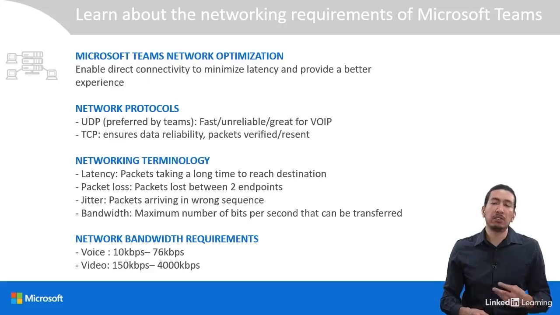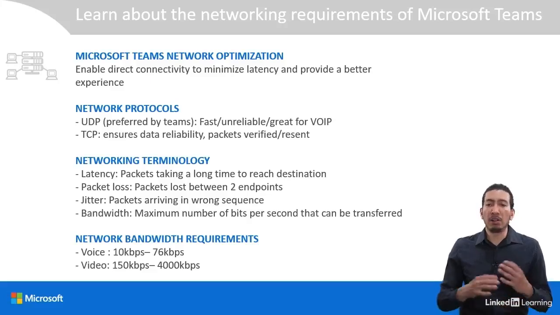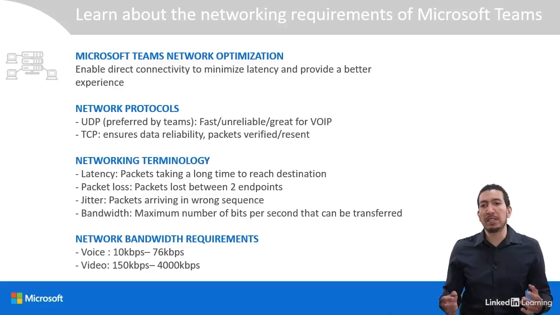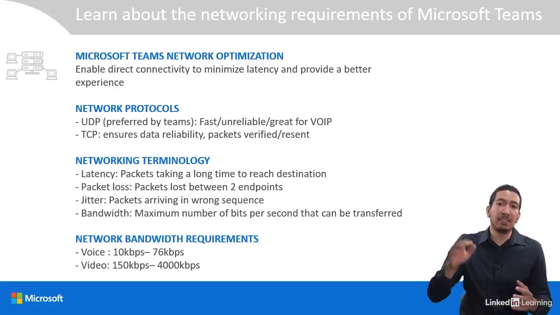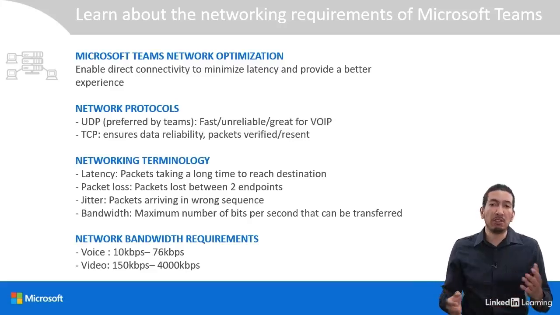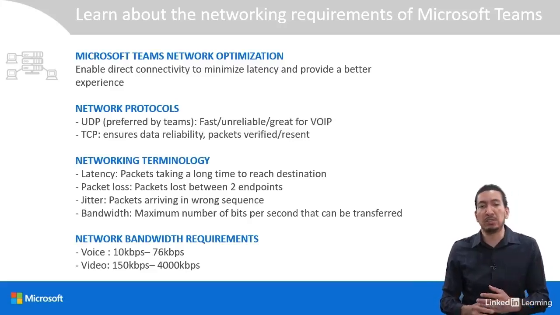Latency, packet loss, jitter, and bandwidth are all important network metrics that can affect the performance of Microsoft Teams. Latency refers to the delay in transmitting data between 2 points on the network. When there is latency or high latency, the packets will take a long time to reach their destination.